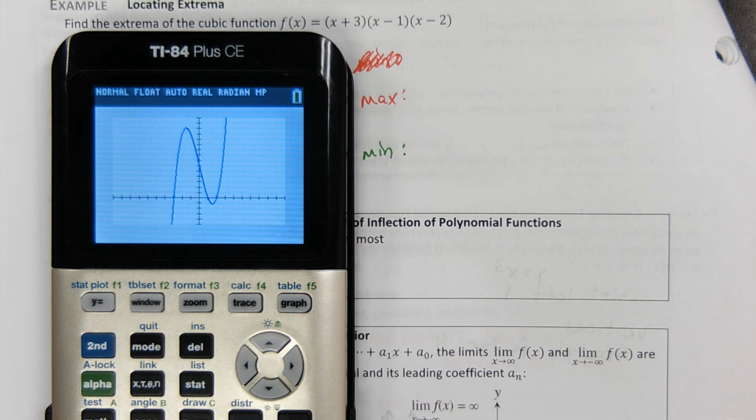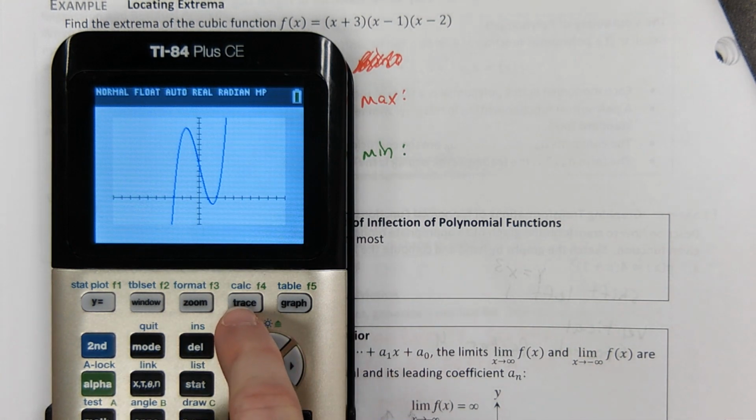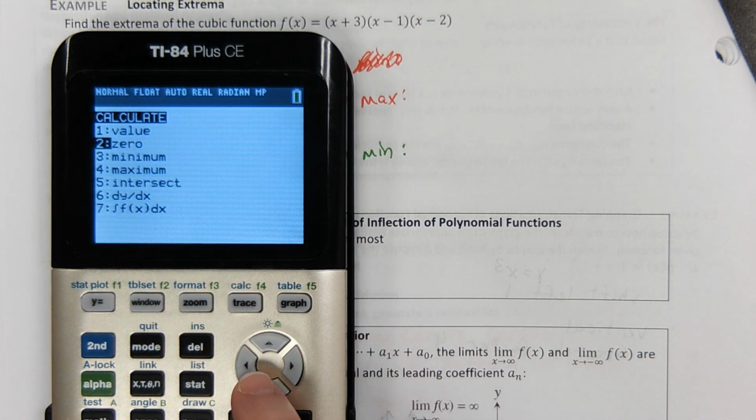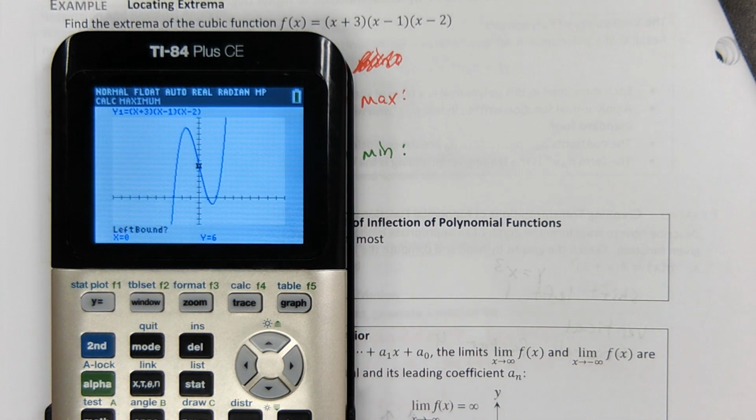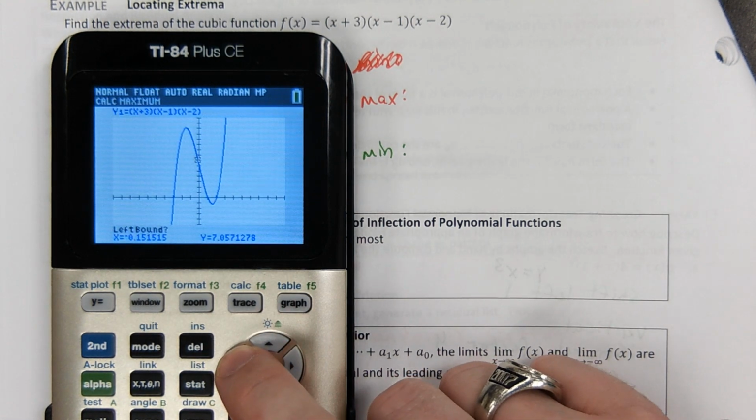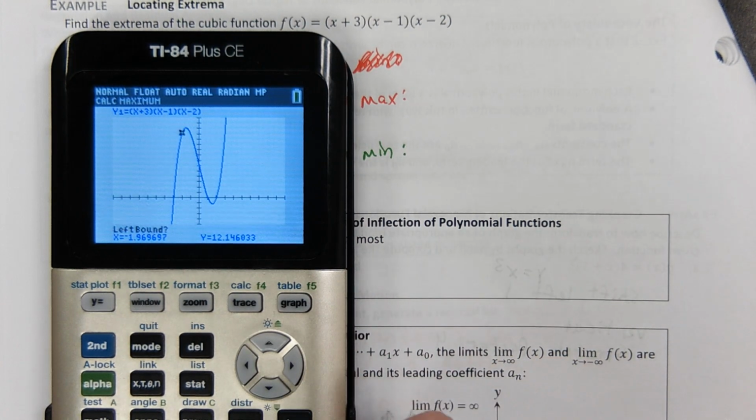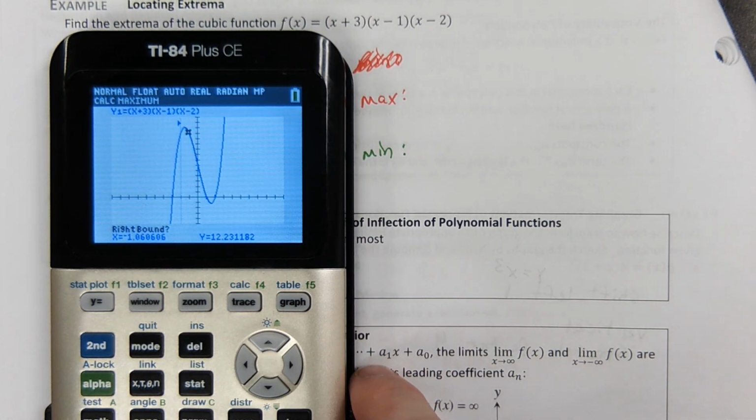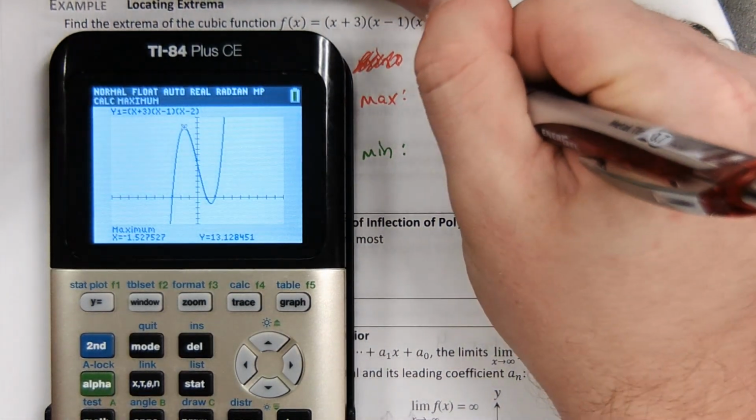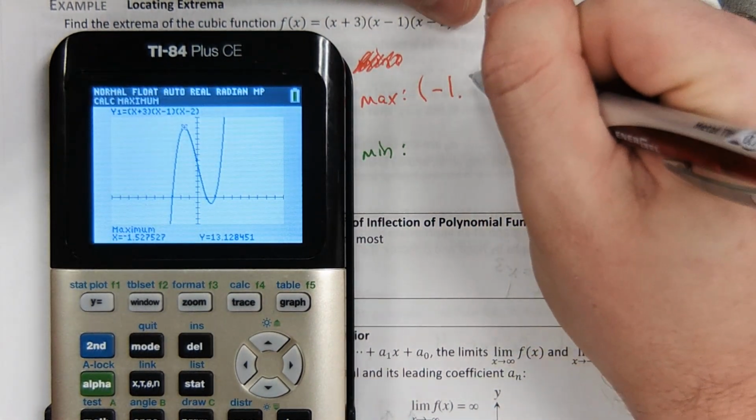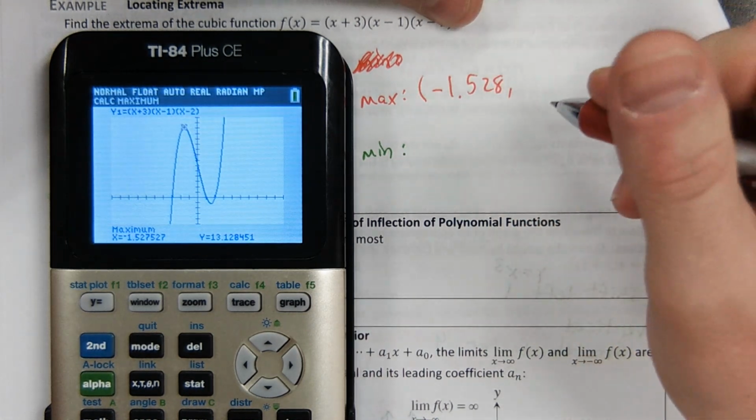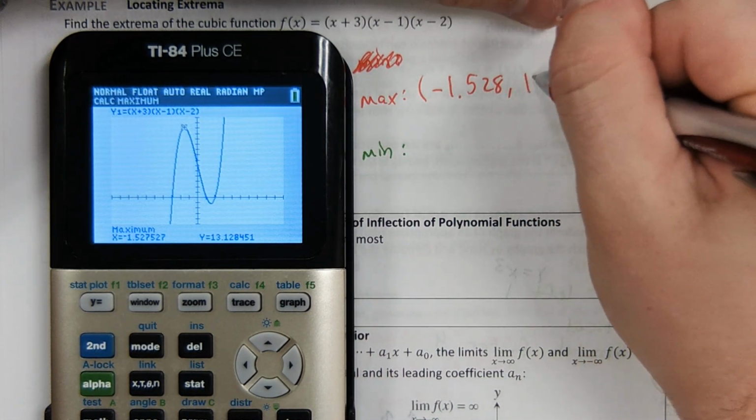Alrighty. Let's find our maximum and our minimum. We use the calculate menu, above trace. So second, trace, and I'm going to go for the maximum on the left. Hit enter on maximum. It says go to the left, so let me go to the left of this answer. Now go to the right a little bit. Hit enter. Then guess, so get close. This is somewhere in the middle. Hit enter. Got it. My maximum occurs at the coordinates negative 1.528, comma 13.128.